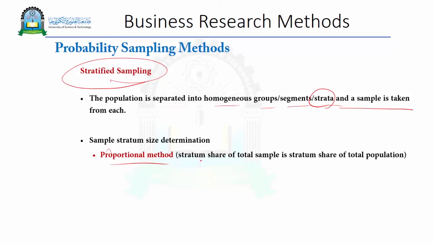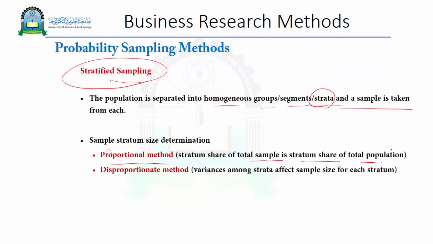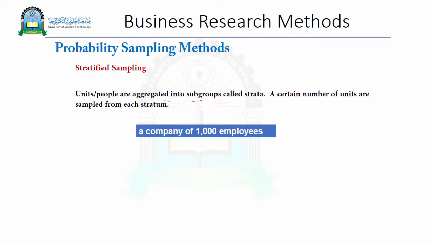So the stratum share of the total sample is the stratum share of the total population, and this is proportional, where the variance among strata affects the sample size for each stratum. Stratified sampling is what we will explain in this example. The people or units are aggregated into subgroups called strata, and a certain number of units are sampled from each stratum.